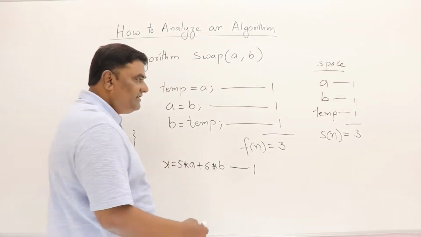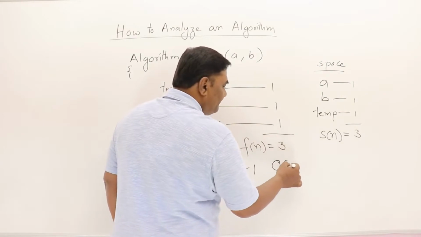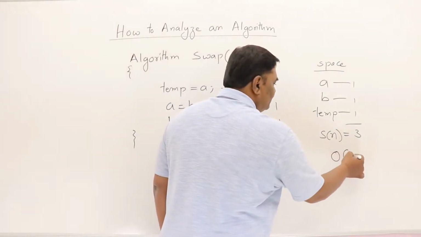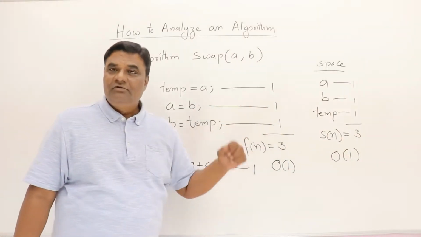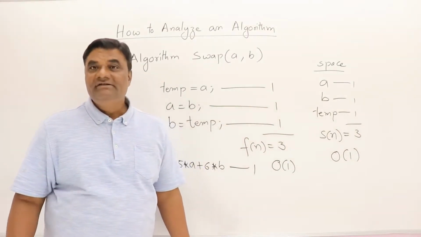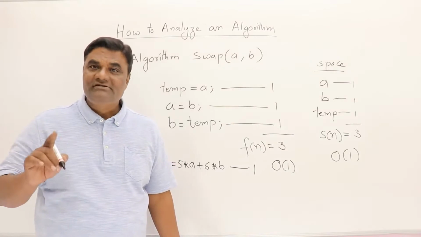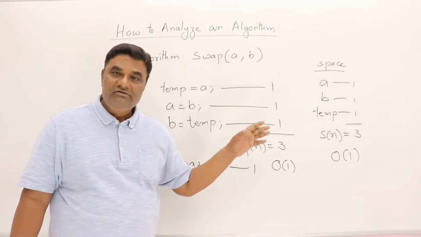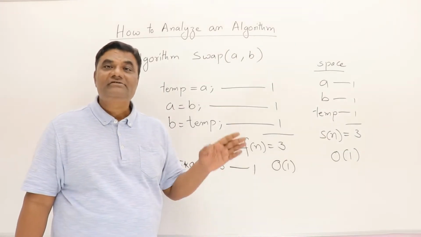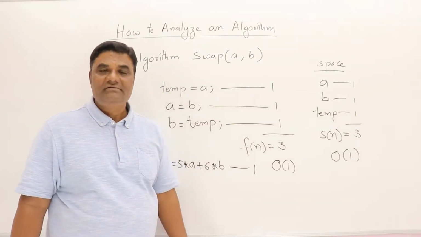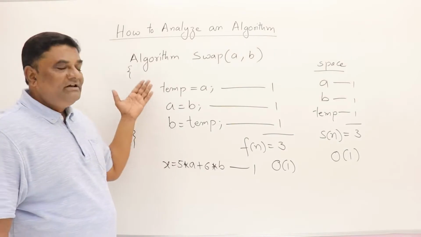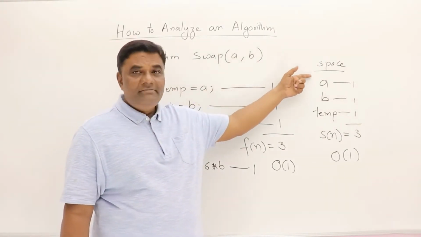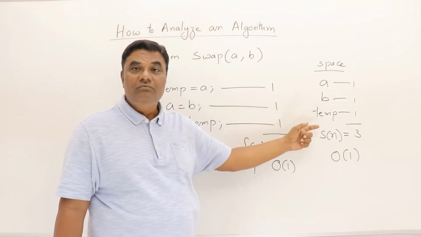So usually we represent them as order of 1. Constant means order of 1. And that's also order of 1, meaning it is constant. 1 represents constant. If it is 3 also we write 1. If it is 3000 also we write 1, saying that the value is constant. So this is how each statement is taken as 1 unit of time and each variable is taken as 1 word.